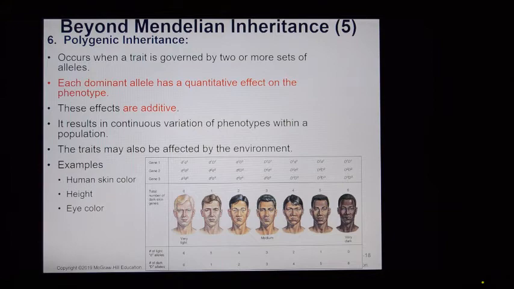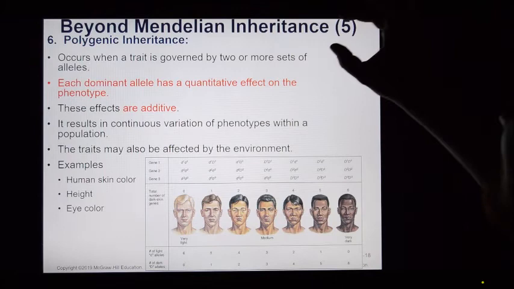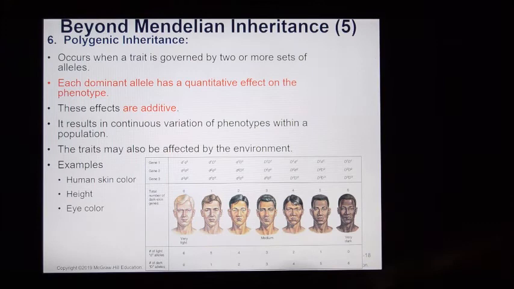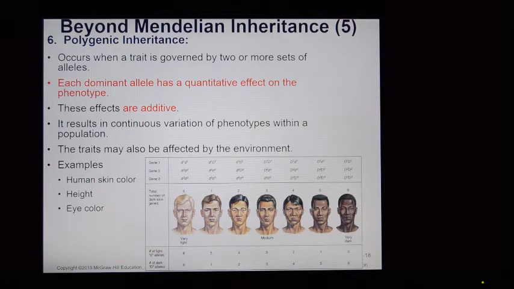Polygenic. Occurs when a trait is governed by two or more sets of alleles. Each dominant allele has a quantitative or additive effect upon the phenotype. That is how human skin coloration functions. We got genes all over our karyotype that lead to our skin coloration. And that's why there's so much crazy variety in skin coloration, because all of these genes work together to lead to the amount of melanin that we produce. That is a polygenic trait where there are lots of genes all over your karyotype that lead towards a single trait like coloration of the skin.